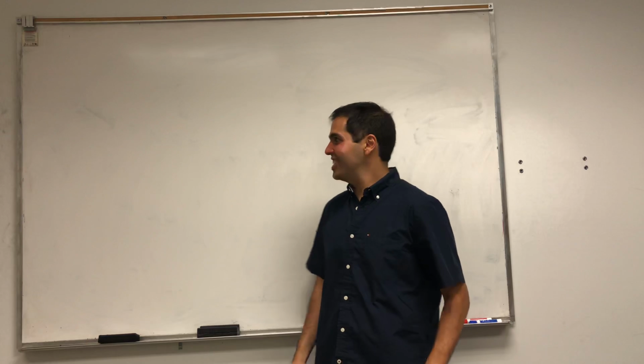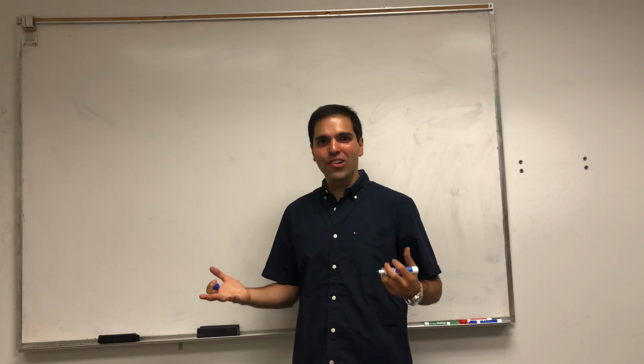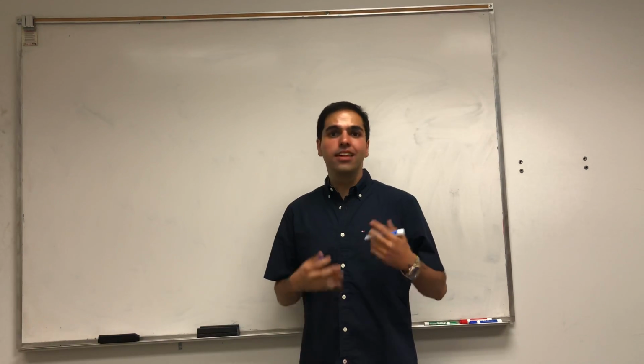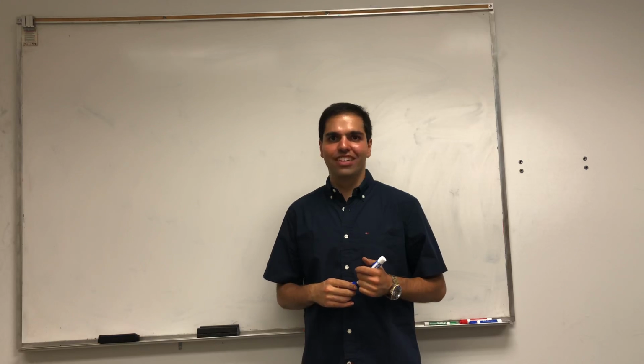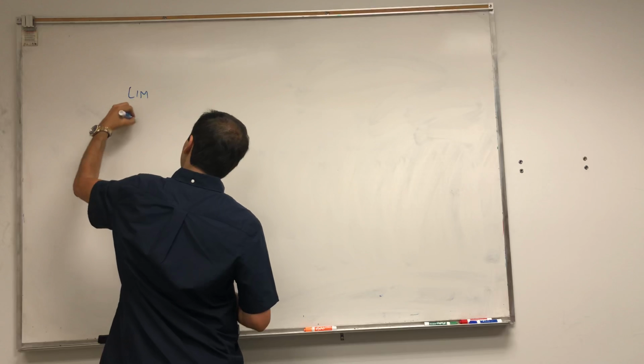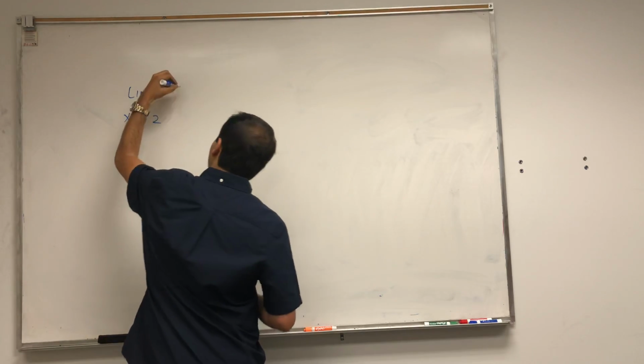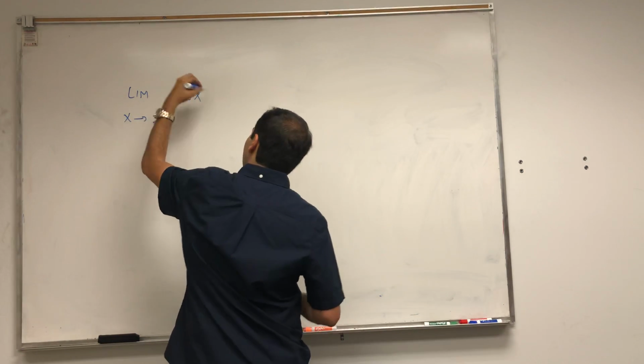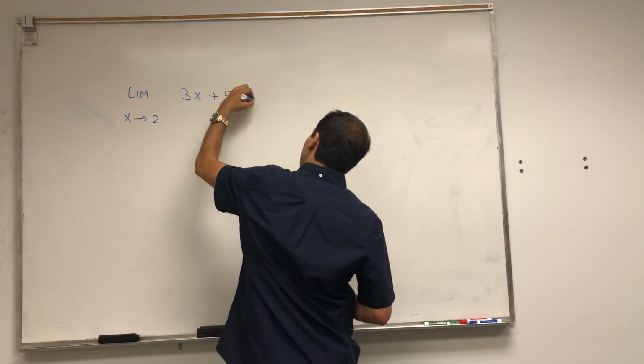Alright, thanks for watching, and today I will show you how to calculate a limit using the epsilon-delta definition of a limit. So let's show that the limit as x goes to 2 of 3x plus 5 equals 11.